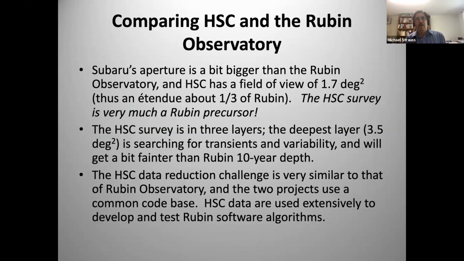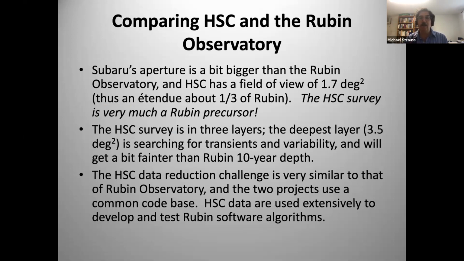So it's worth comparing HSC and the Rubin Observatory. The Subaru telescope has an aperture of 8.2 meters. Rubin has an effective aperture of 6.5. The HSC has only a field of view of 1.7 square degrees. So the overall étendue is about 1/3 that of Rubin. And so you can very much think of this in many ways, although not in every way, as a Rubin precursor.